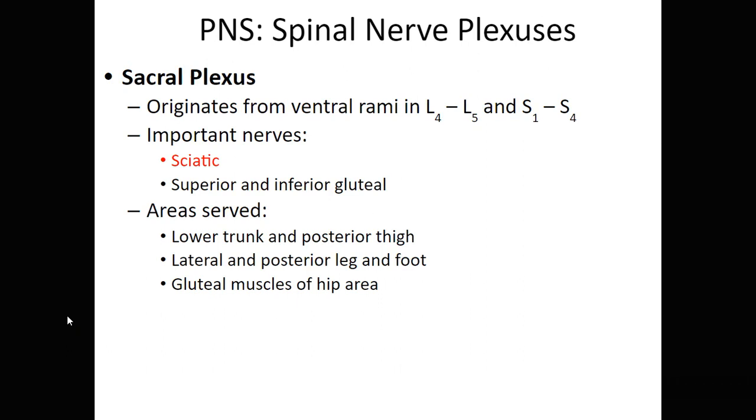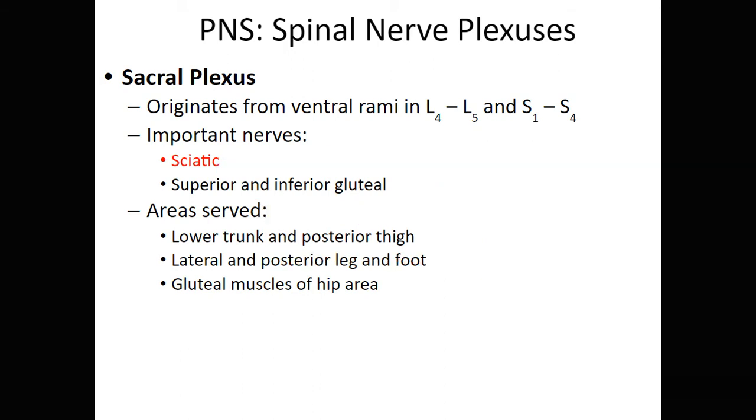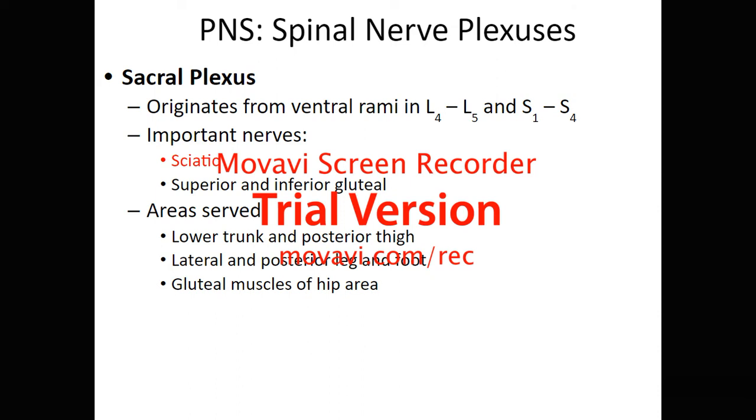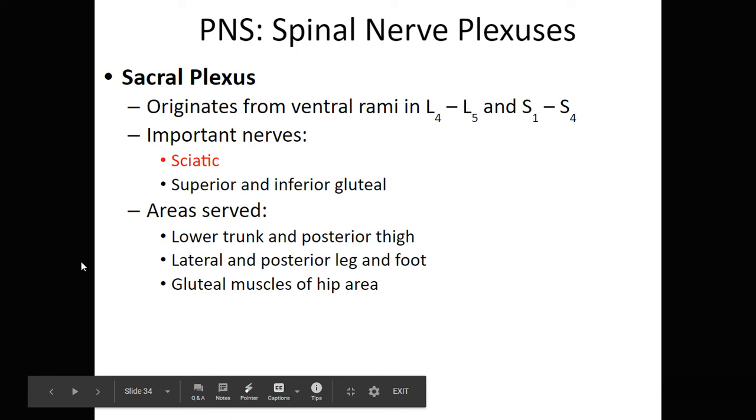All right, the sacral plexus originates from ventral rami in L4 through L5 and S1 through S4. Important nerves are the sciatic nerve and the superior and inferior gluteal. The sciatic nerve gets a lot of notoriety. If you have lower back pain, it's usually due to the sciatic nerve. Areas served: lower trunk and posterior thigh, lateral and posterior leg and foot, and gluteal muscles of the hip area. And the sciatic nerve is in red.